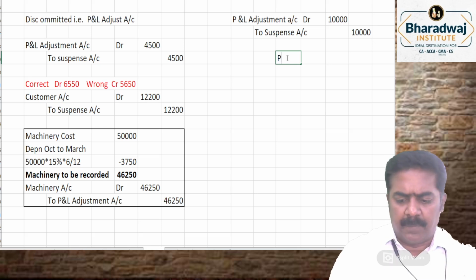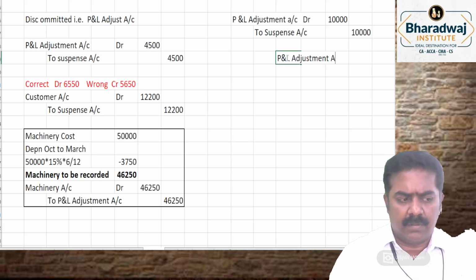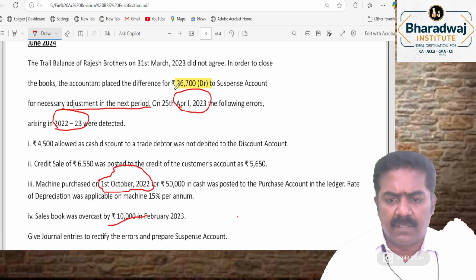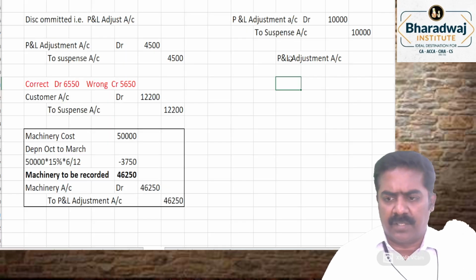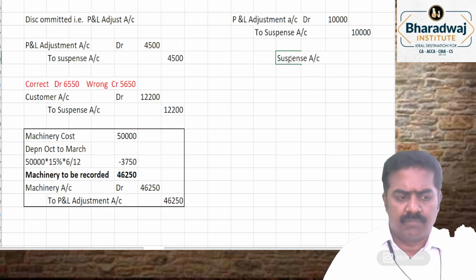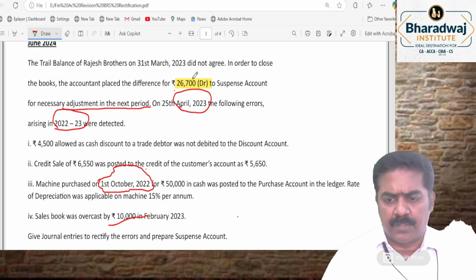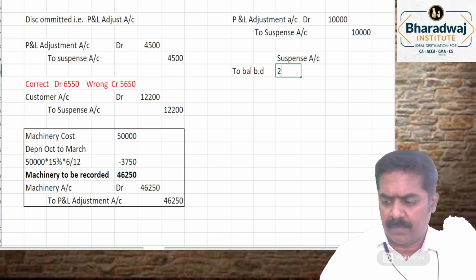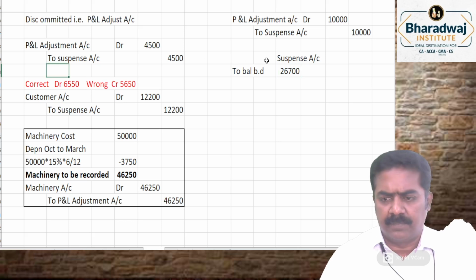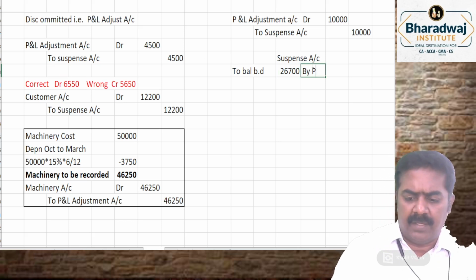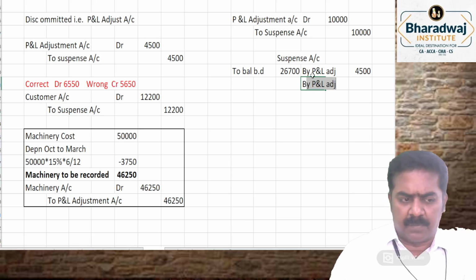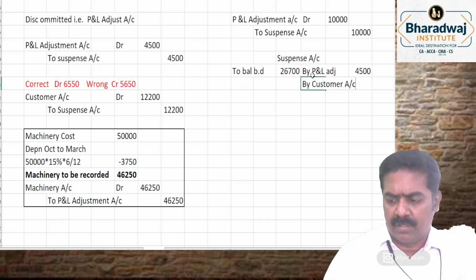Wait. We'll prepare the P&L adjustment account. What is the net profit given before this? Suspense account, 26,000. Suspense account to balance brought down, how much is there? Post all of these. By P&L adjustment, how much? 4,500. Customer account debit to suspense account. By customer account, how much? 12,200.